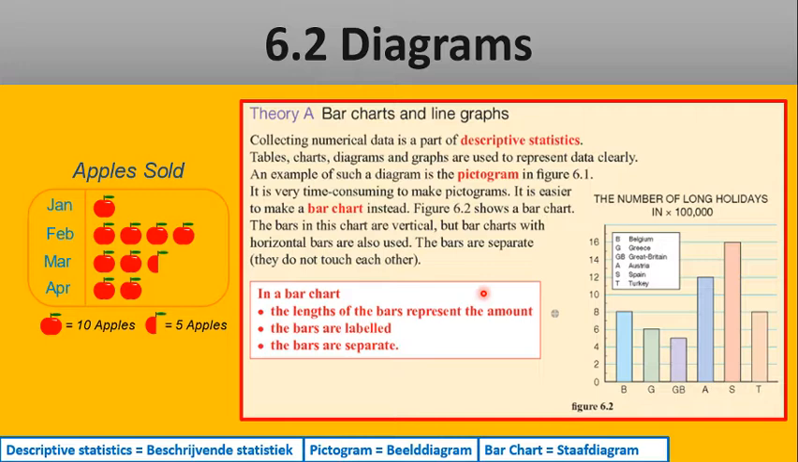Let's start. We're going to take a look at what the book calls theory A, bar charts and line graphs. And there are quite some terms in red here, which I've translated in Dutch for you guys. So what they say is, collecting numerical data is part of descriptive statistics. Well, in Dutch that's going to be zogenaamde beschrijvende statistiek.